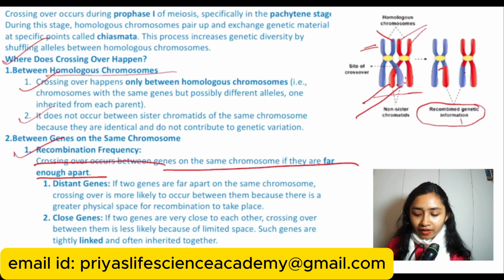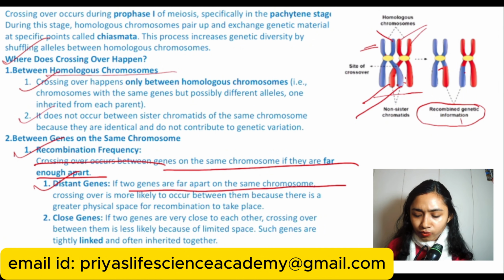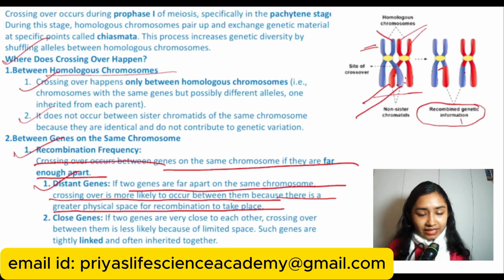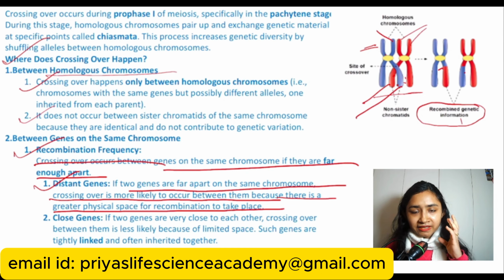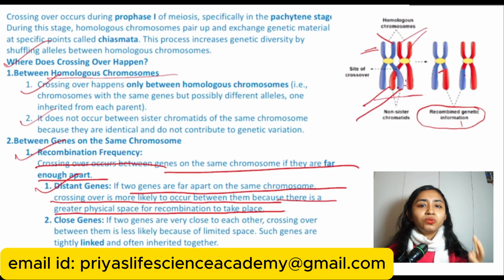Now, distant genes: if two genes are far apart on the same chromosome, crossing over is more likely to occur between them because there is a greater physical space for recombination to take place. So in order for recombination to occur, you need to have a large distance between two genes. Between two genes there must be a large space for recombination to happen.